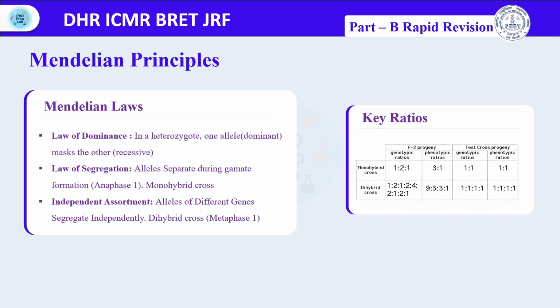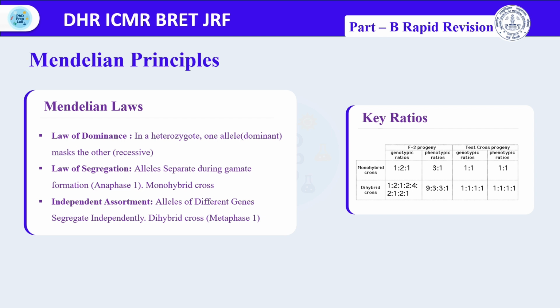So the very first law is the law of dominance. In a heterozygote, where we have two different kinds of alleles, one is the dominant allele and the other is the recessive allele, and the dominant allele will always mask the expression of the recessive allele. For example, you have a gene for height and you have two alleles, capital T for tall height and small t for short height. In the presence of capital T and small t, capital T, the dominant trait, will always show. So this is the law of dominance.